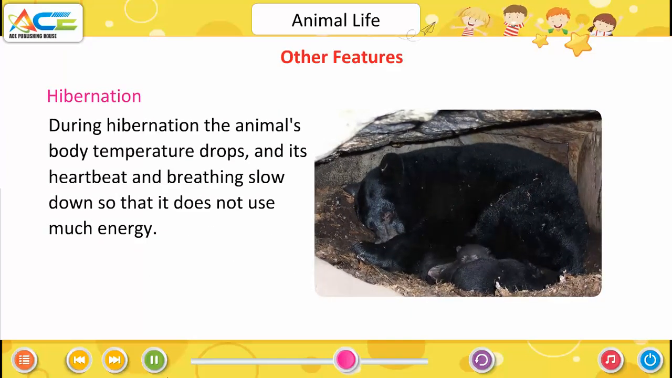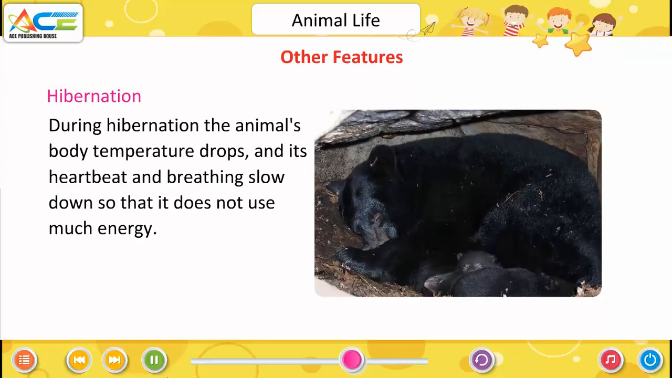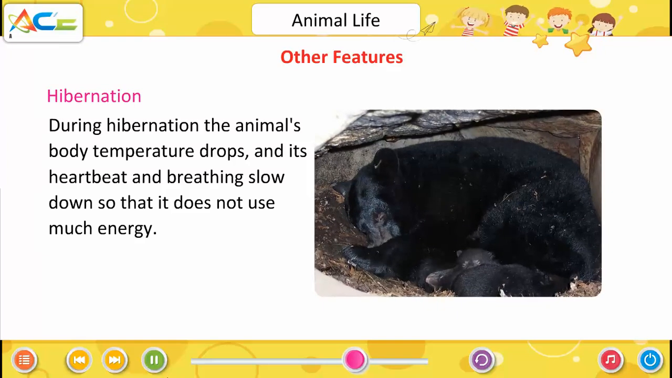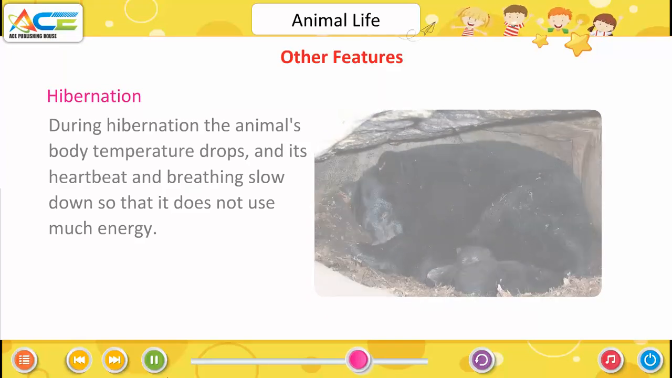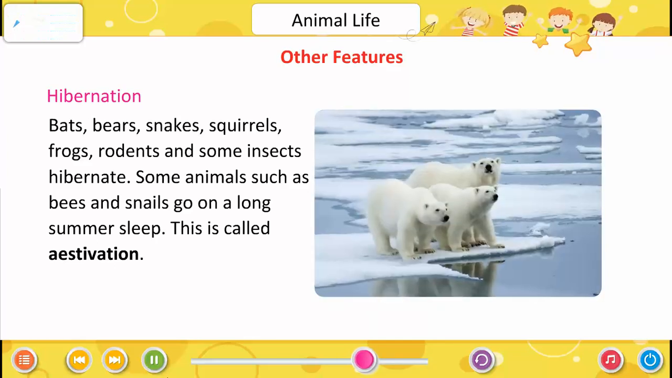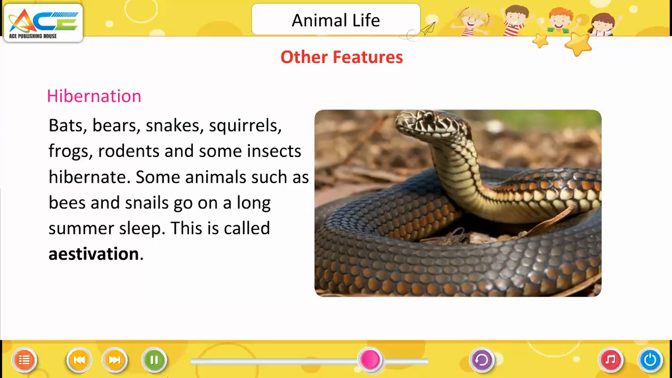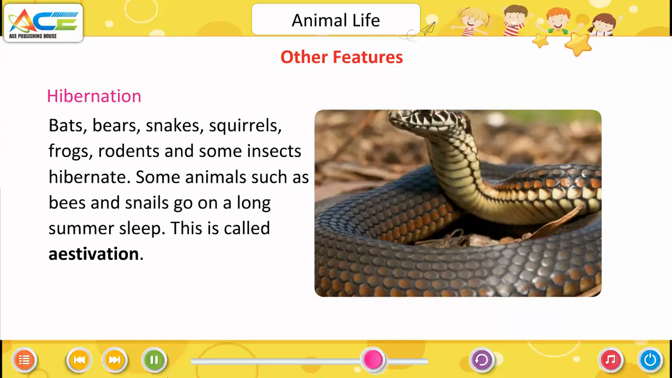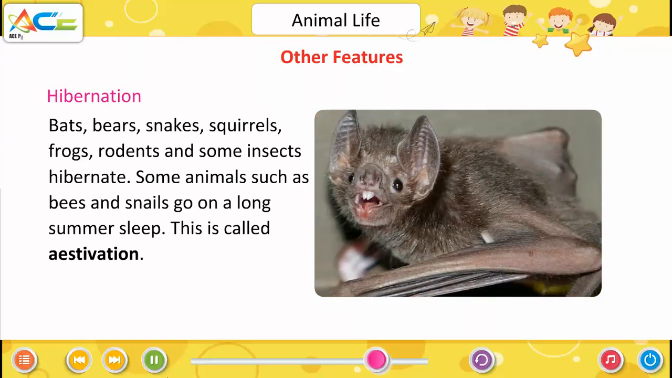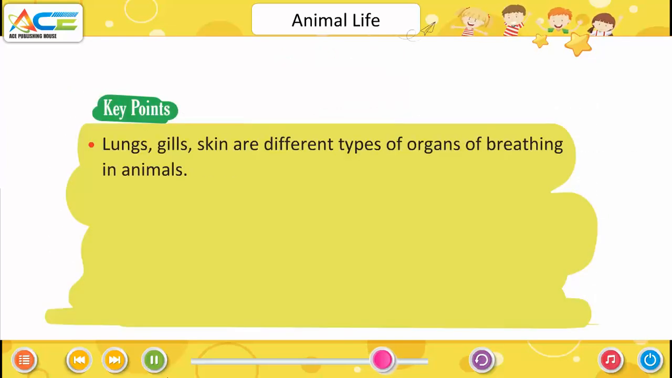During hibernation, the animal's body temperature drops and its heartbeat and breathing slow down so that it does not use much energy. Bats, bears, snakes, squirrels, frogs, rodents and some insects hibernate. Some animals such as bees and snails go on a long summer sleep. This is called estivation.